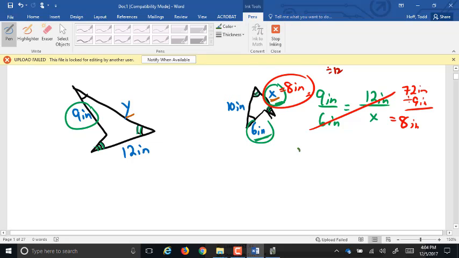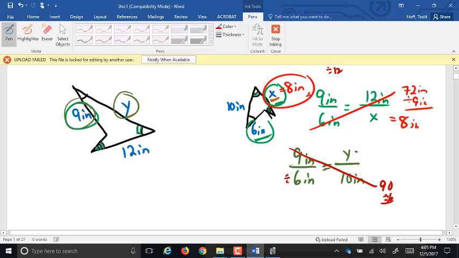To find Y, we're going to start out with the same thing. 9 compares to 6. Y going to go on top or bottom? It goes on top this time because it's from the same figure as the 9. Its corresponding side from the other triangle is 10 inches. We're going to cross multiply and divide. 9 times 10 is 90. Divided by 6 is 15 inches. So Y is 15 inches. How many of you had both of those right? Show of hands. Good.